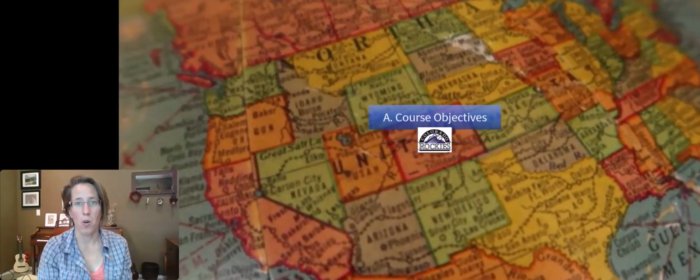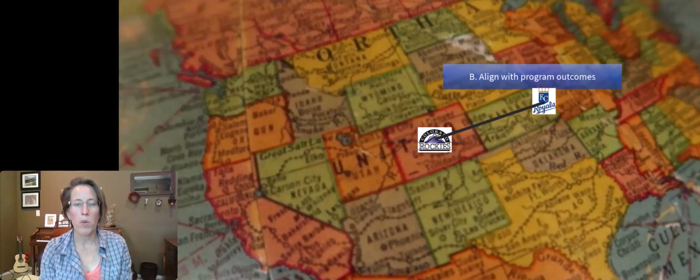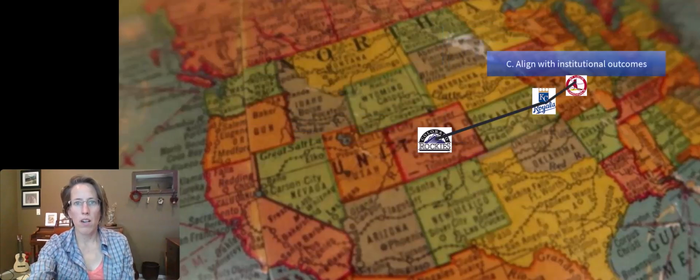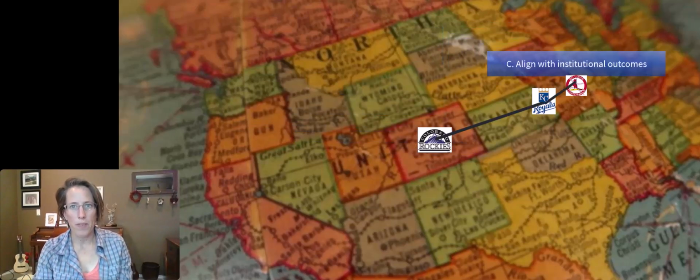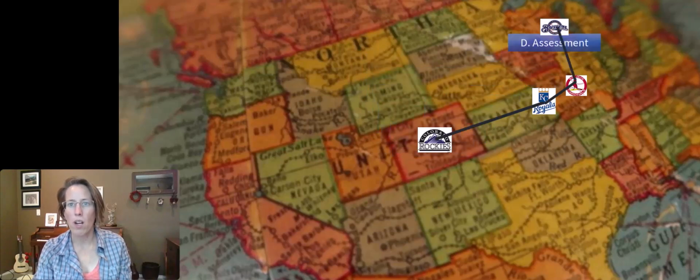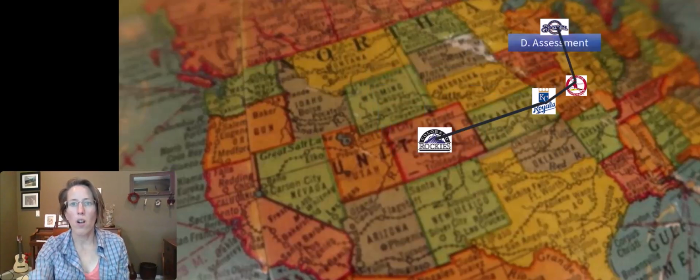So today, let me show you the route that we're going to take in developing your lesson plan. We already said your course objectives is your starting point. Next, we take those objectives and we align them with program outcomes, which in turn should align with our institutional outcomes. And the last step along the way is assessment. We want to make sure that our learners have actually learned the information they need to know. Did we accomplish our goals?